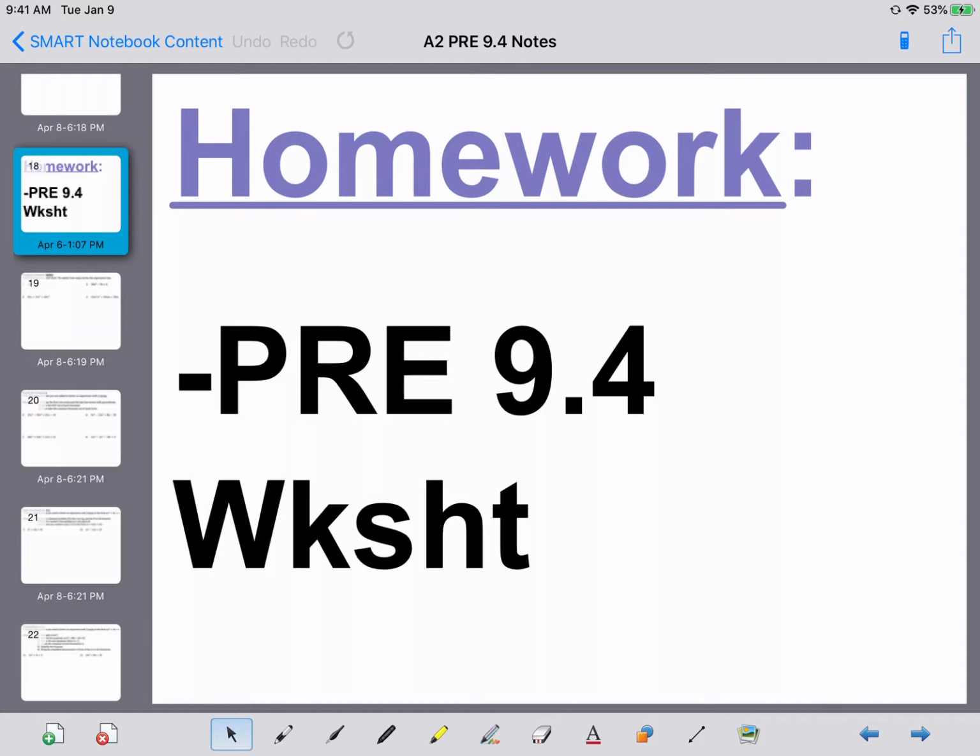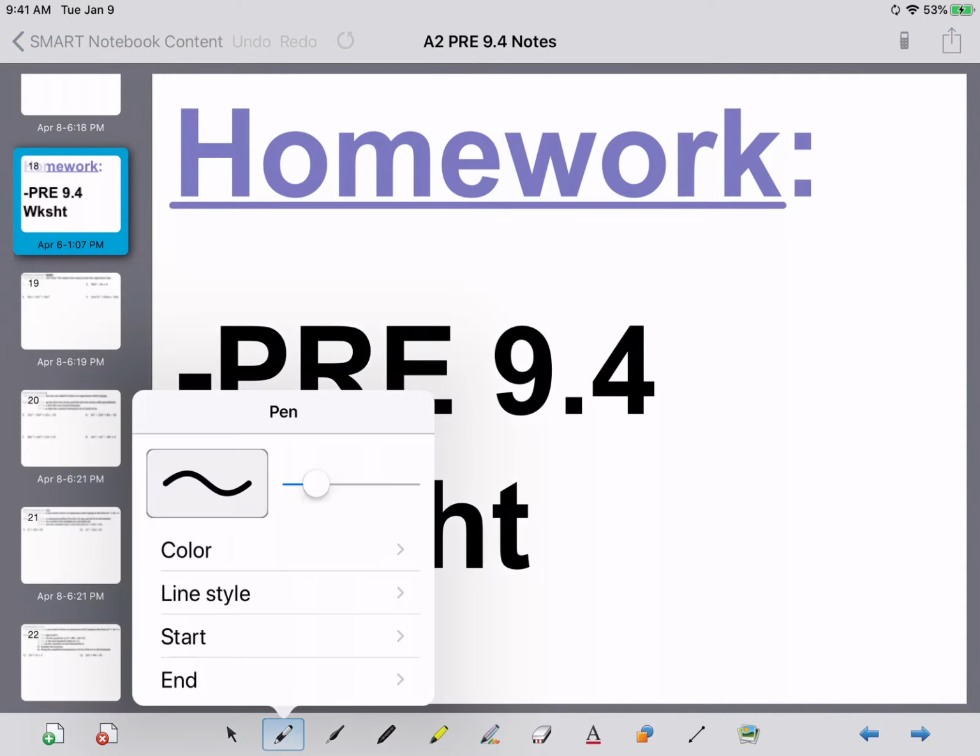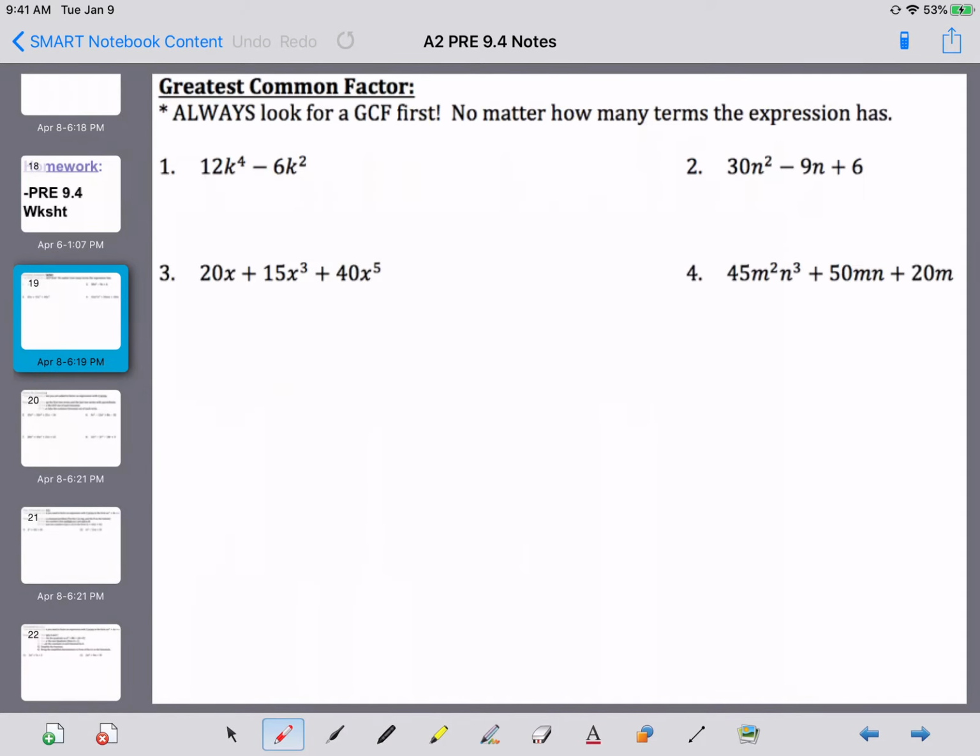Hi guys, I am going to work through that pre 9.4 worksheet, which is just a review of some factoring. So here we go. In the first group of problems, we are going to look for a greatest common factor, otherwise known as a GCF, and that's all we can really do in these first four problems. So let's take a look.